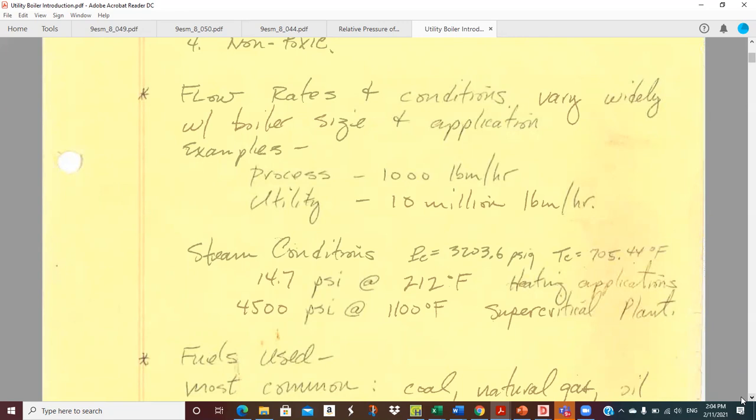That big boiler, that 1300 megawatt unit, is supercritical. Critical pressure is 3203.6. Critical temperature is 705. So that supercritical unit's running in the neighborhood of 4,500 PSI and 1,100 Fahrenheit. That's pretty darn aggressive for steam conditions.